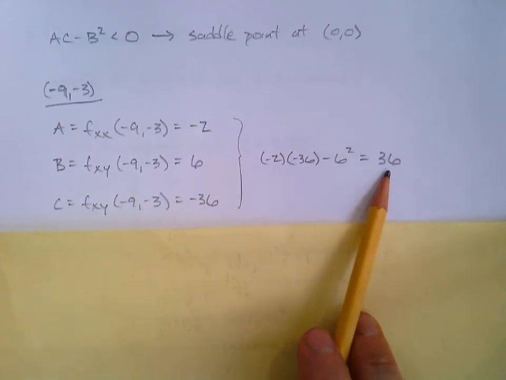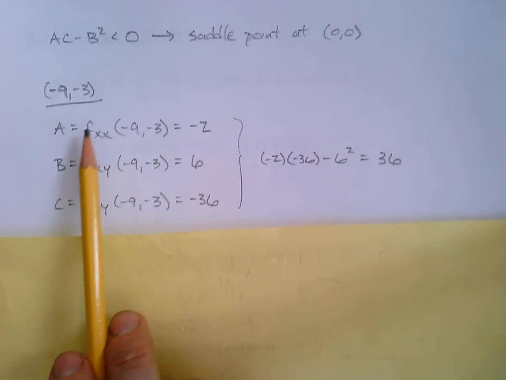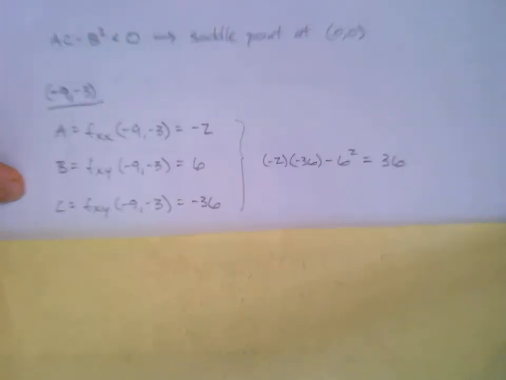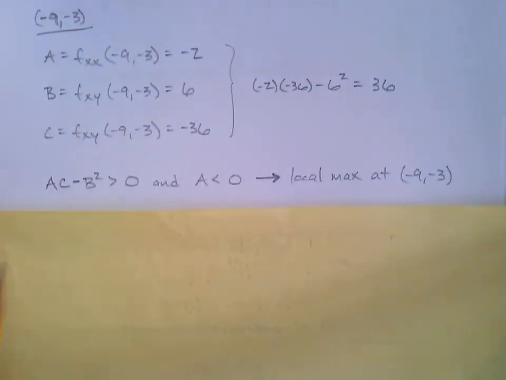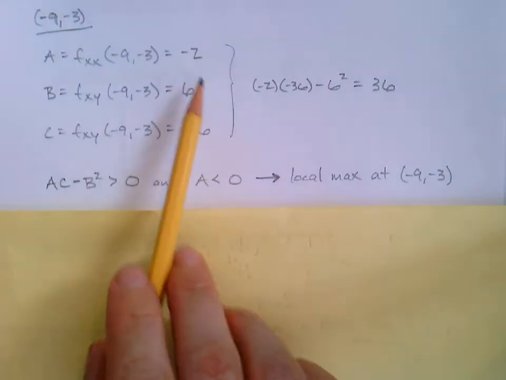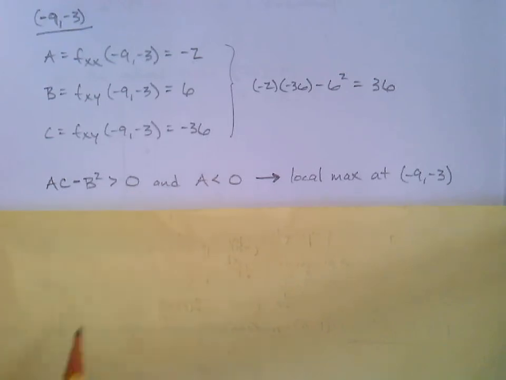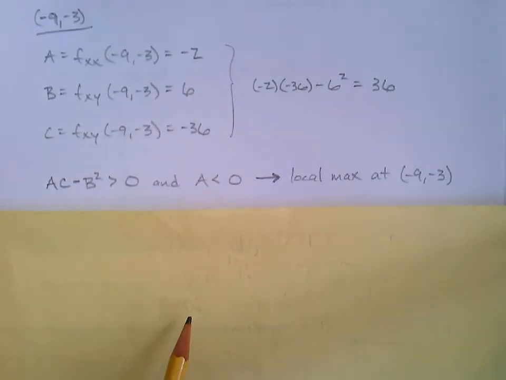Okay, if we get a positive for AC minus B squared, then remember we need to look back at the value of A. The value of A is going to tell us if it's a max or a min. Well, A, so this part was positive. A, we can see, is negative. So if that part gives us a positive, we know both derivatives are going in the same direction. If this is negative, we know it's concave down. And so we have a local max.